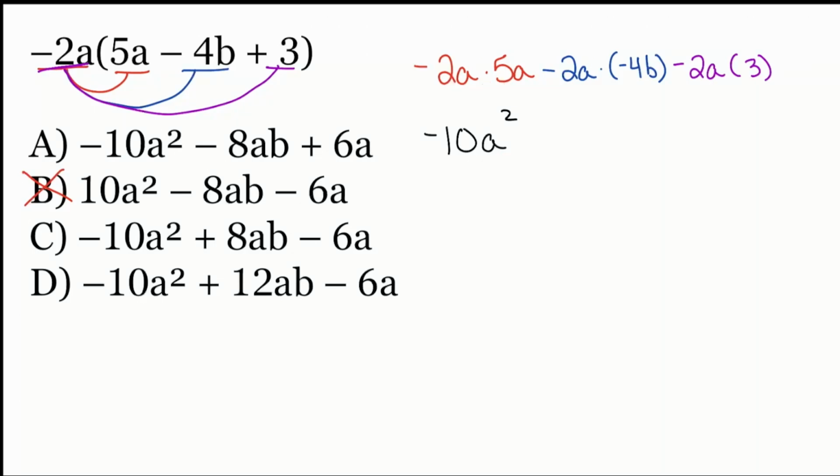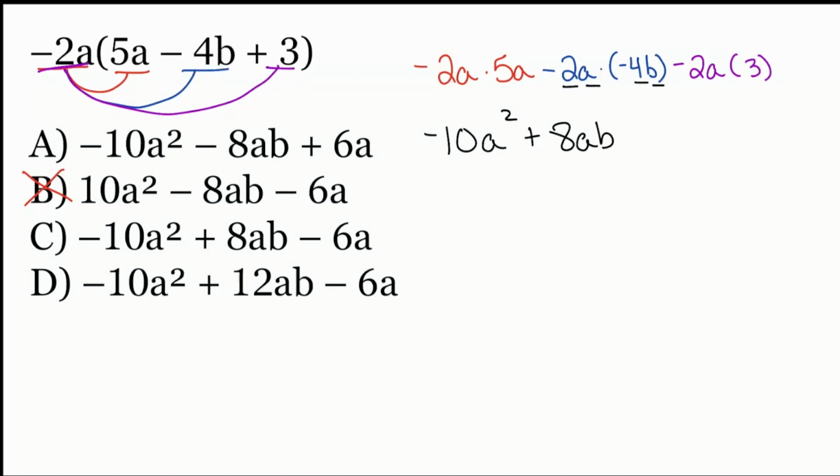Next up, in blue, we have the negative 2a times the negative 4b. We'll take it one step at a time like we did. Negative times negative, everybody, is going to give us a what? Negative times negative is going to yield a positive. That's correct. Then up next, we have 2 times 4, which is going to be 8. A times b, that's going to be written as just AB. That's correct. Boom. There we go.